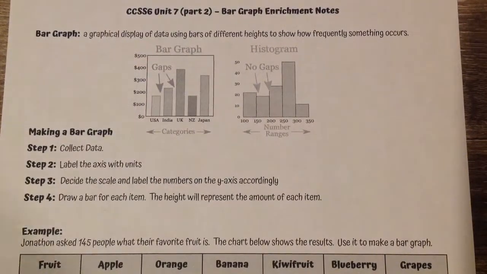All right, for today's enrichment, we are going to look at another type of graphical display, and we're going to be focusing on the bar graph. A lot of people get bar graphs and histograms mixed up because they do look very similar. A bar graph is a graphical display of data using bars of different heights to show how frequently something occurs.